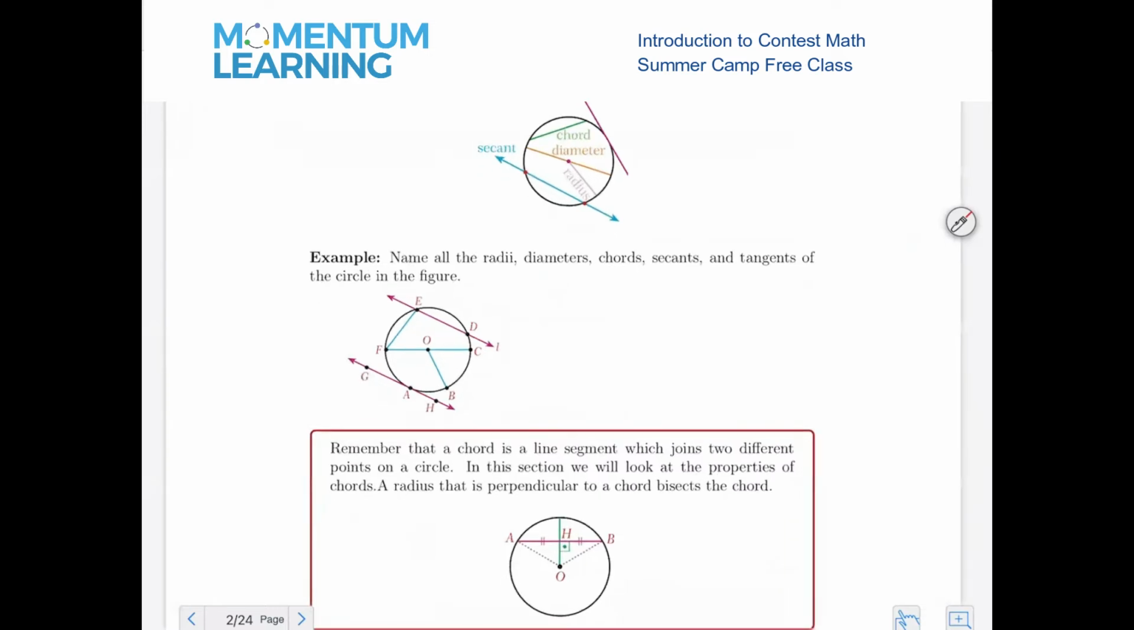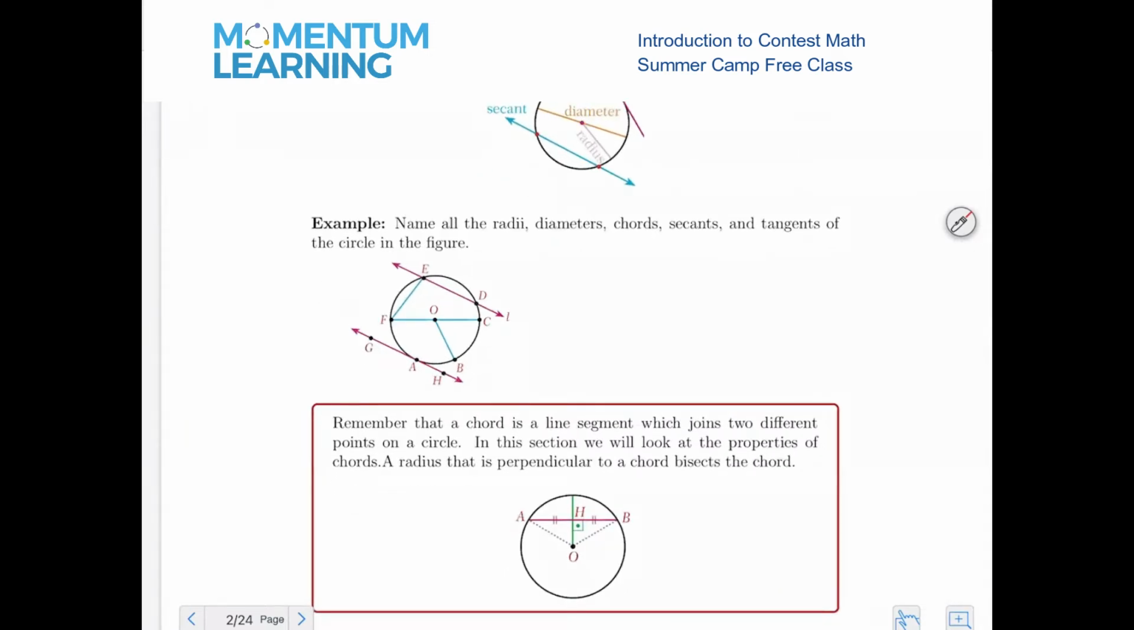Okay, let's take a look at this example together. Here, we are given a bunch of lines and line segments. We are asked to name all the diameters, chords, secants, and tangents. So we can start with, let's say, OB here. Let's go in alphabetical order. We know that O is the center, B is any point on the circle. So therefore, OB is a radius.